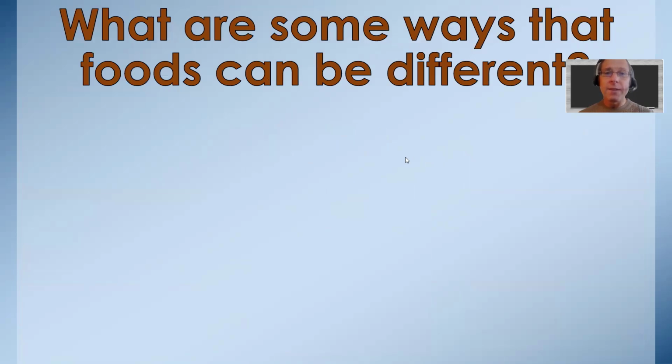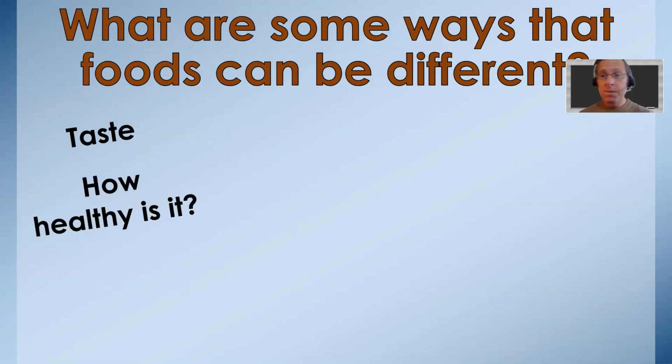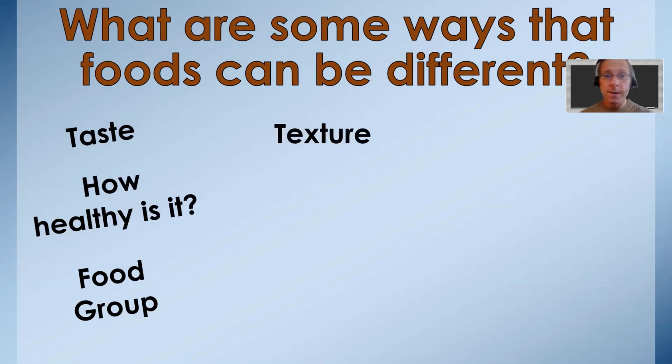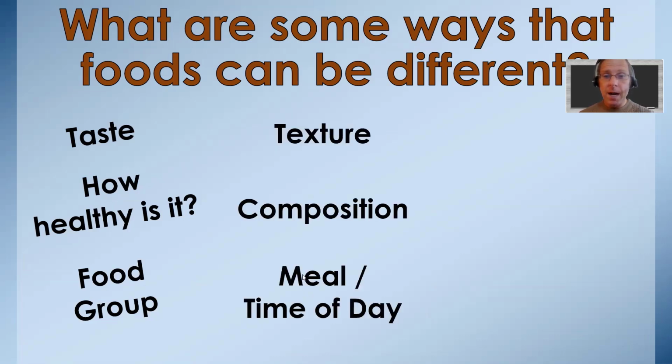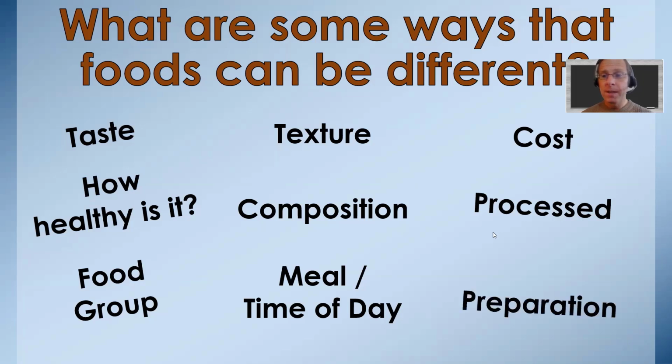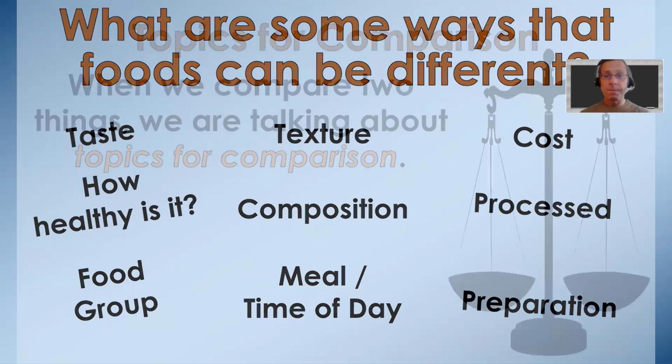So what are some ways that foods can be different? Well, they can taste different. Some are healthy, some are less healthy. We've got food from different food groups. The texture is different. The composition of some foods can be different. We eat some foods like pancakes as breakfast foods, and pizza we might eat for lunch or for dinner. The cost of certain foods can be different. Some foods are processed, some are more natural, and we prepare our foods differently. Okay, so these are all different ways that the foods that we love can be different.